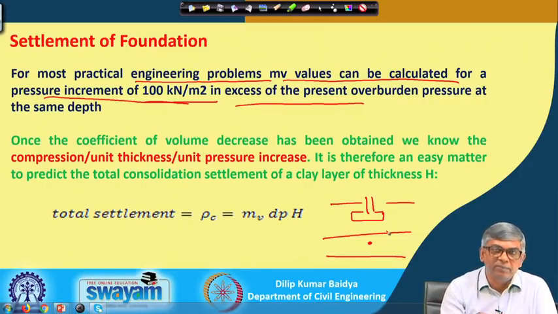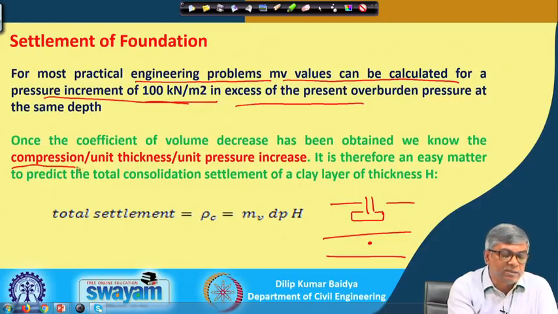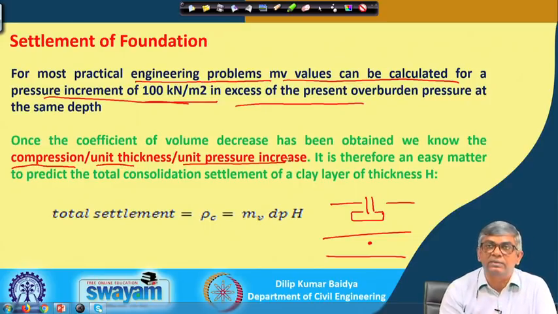From the definition, mv is the compression per unit thickness per unit pressure increase. That means if at any point this mv is known, and I multiply it by the thickness of the layer and then by the pressure increase, ultimately it becomes a unit of meter. So, compression per unit thickness per unit pressure.